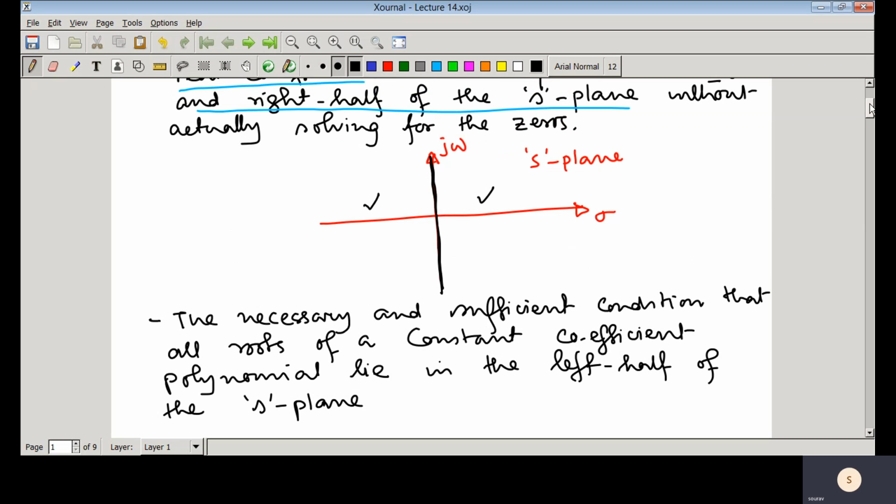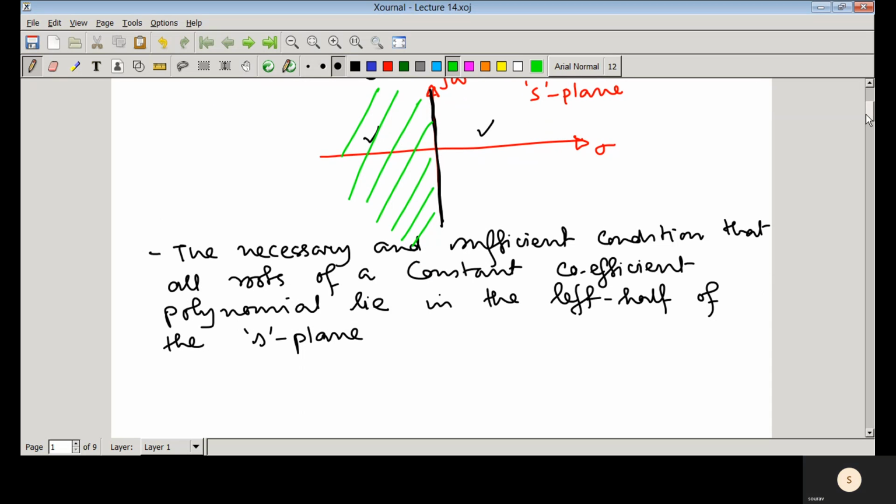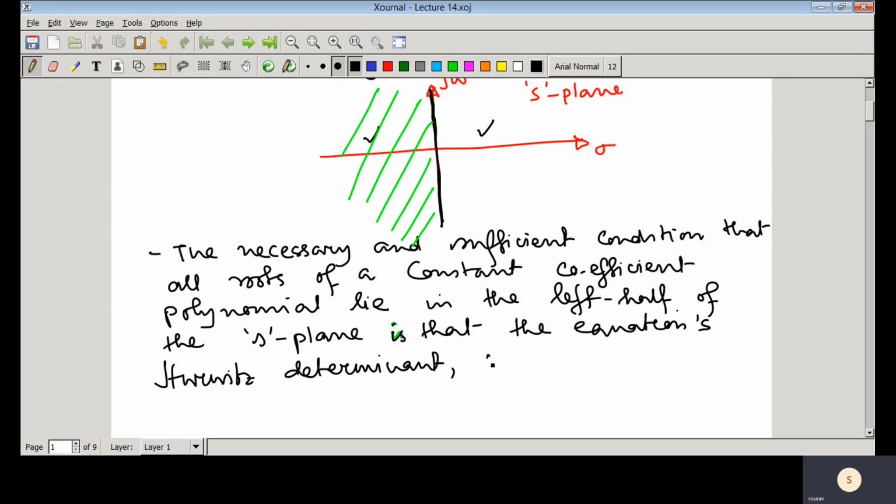So here we have drawn this particular plane. This is the S-plane. Whether the roots are lying in the open left half of the S-plane or not, this criterion says that the necessary and sufficient condition is that the Hurwitz determinants, I am going to explain what the Hurwitz determinant is, there are n number of Hurwitz determinants, and they must all be positive. So this is actually the Hurwitz criterion.